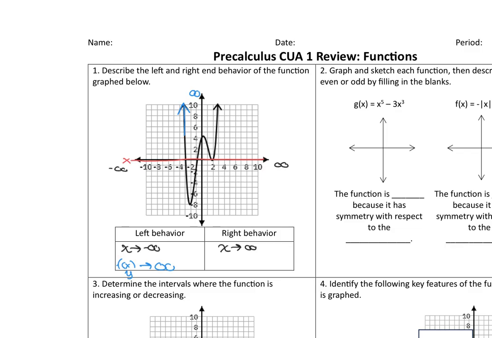On the right side, the graph's also going up to infinity. So we can say f of x or y approaches infinity. If either one of the blue or green pieces was going downward, we would write negative infinity.